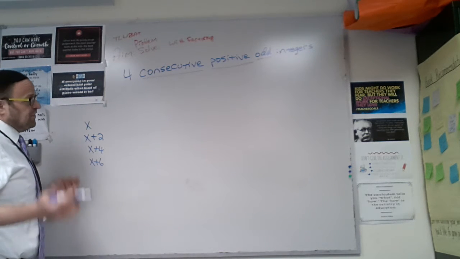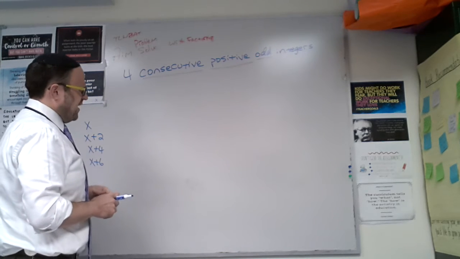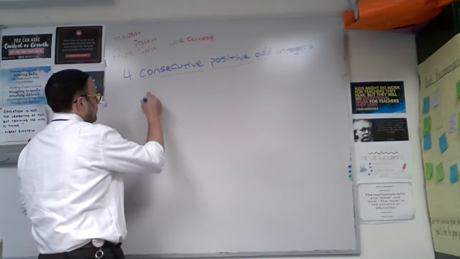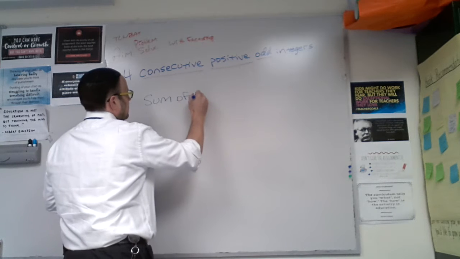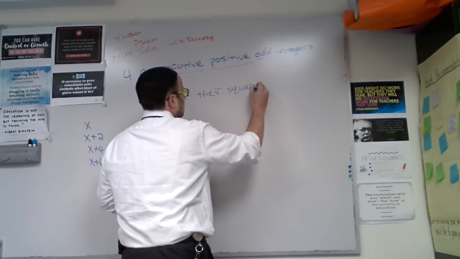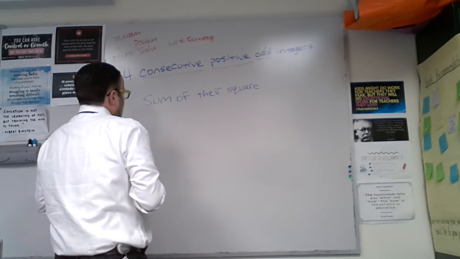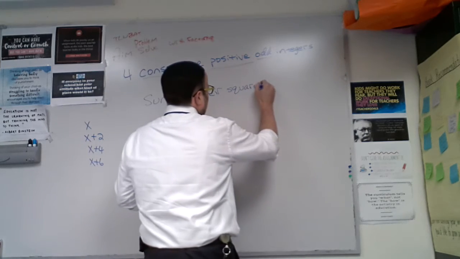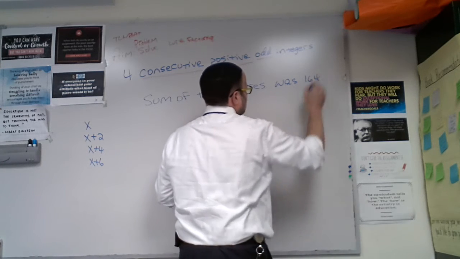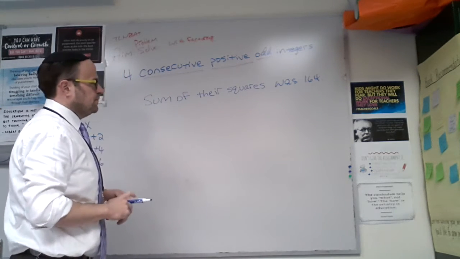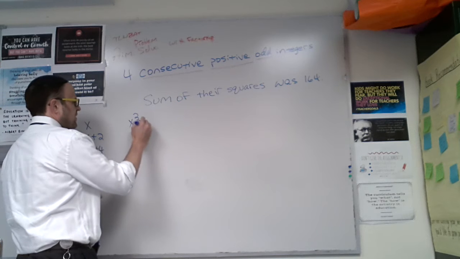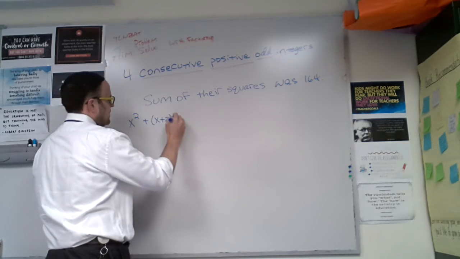Okay? So now, what if I want to do something similar where, let's say I was told the sum of their squares was 164. Okay, so now we have our x squared. Go through that same process again.